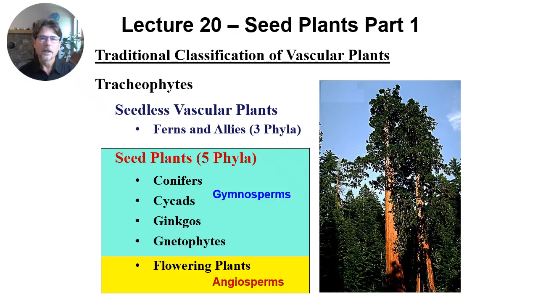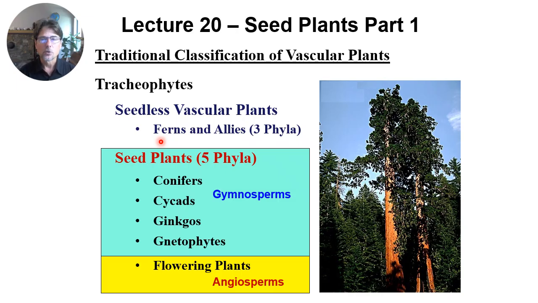Traditionally, seed plants are recognized as a subgroup of vascular plants. All seed plants are vascular plants. So the vascular plants, formerly known as tracheophytes because they contain true vascular tissue, i.e. xylem and phloem, are divided into two major groups: the seedless vascular plants, and these are represented by the ferns and the fern allies, such as horsetails and lycophytes.